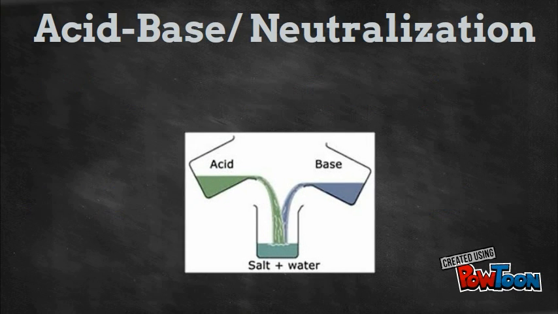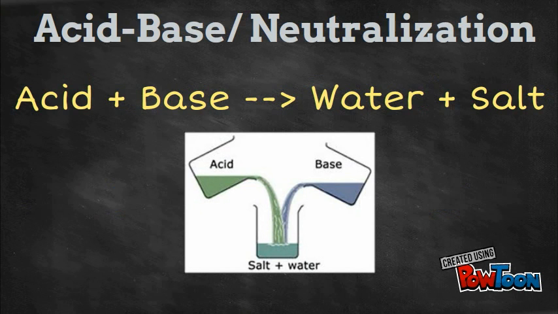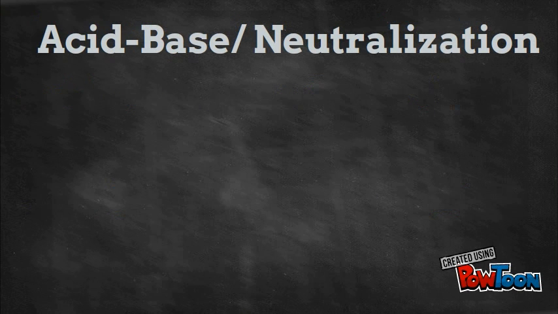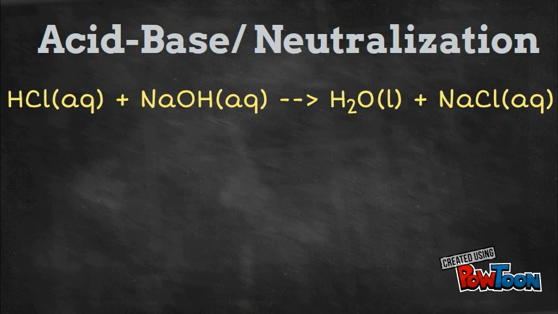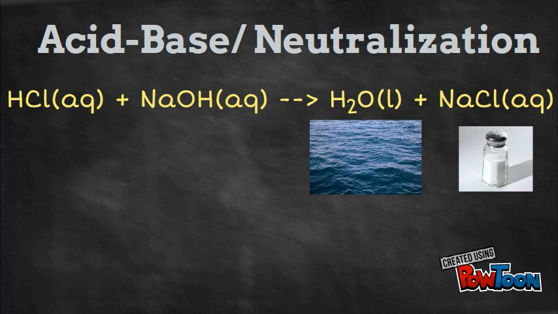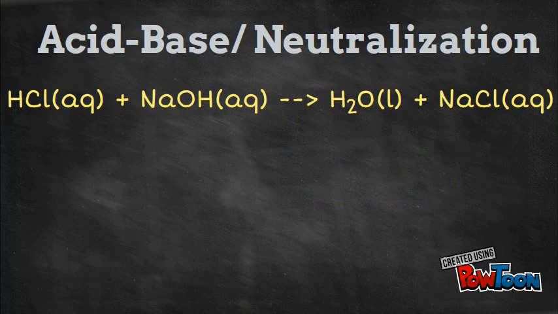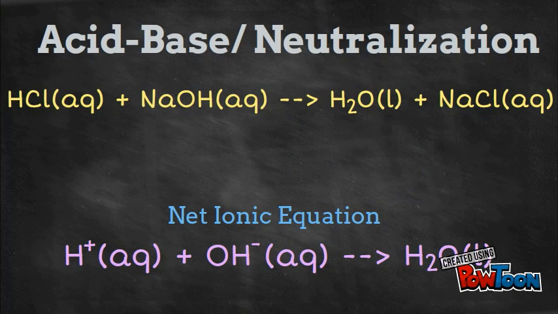The next reaction in an aqueous solution is acid-base or neutralization, and the reactants for this are acid and base, and the products are water and salt, which is an ionic compound. One example of a neutralization reaction is hydrochloric acid, an acid, plus sodium hydroxide, a base, that results in water and sodium chloride, which is a type of salt. And the net ionic equation for this reaction and all neutralization reactions is a hydrogen ion plus a hydroxide ion, which results in water.